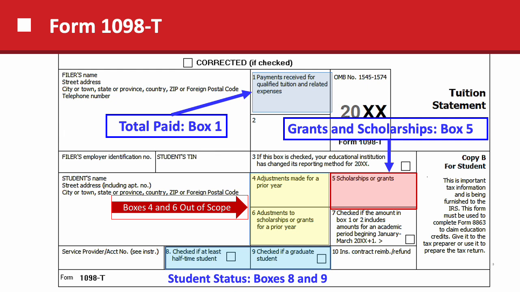And here is a copy of a Form 1098-T. Notice in box 1 is the total paid. Box 5 is grants and scholarships. Boxes 4 and 6 would be out of scope. Box 9 and 10 show half-time student and a graduate student. 9 would tell you, if it were checked, that the student could qualify for the AOC. It used to have to be a half-time student. If it's not checked, that means they don't qualify for the AOC. You'd be looking for the Lifetime Learning Credit for that taxpayer or student.